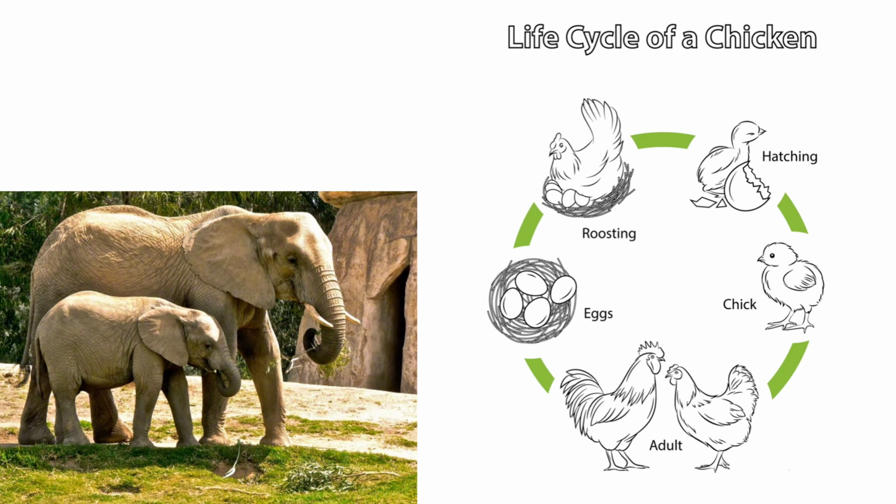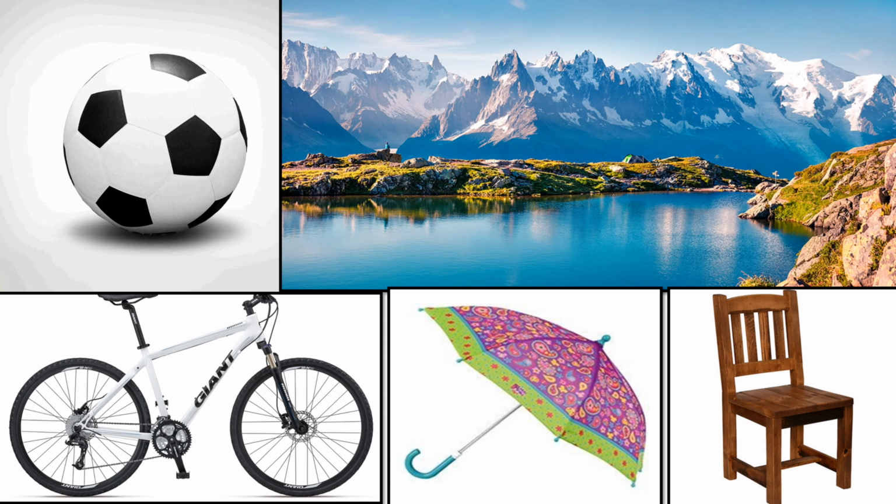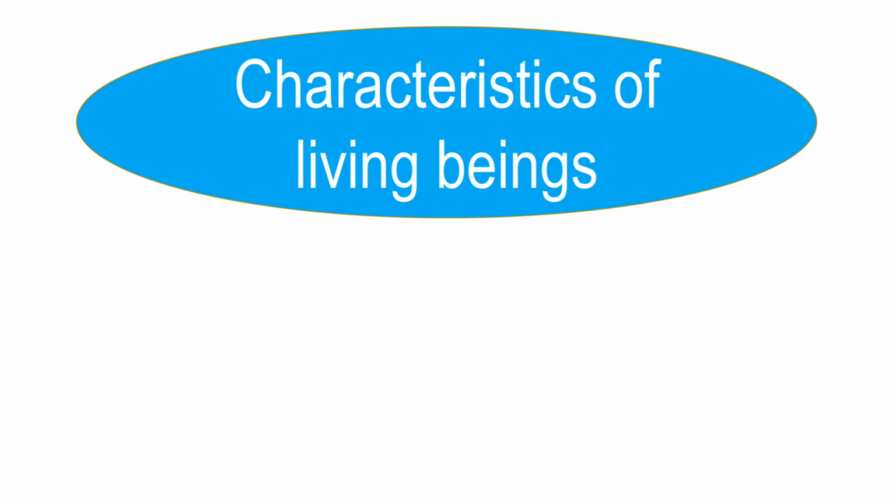Similarly, baby animals grow into adults. A chick comes out of an egg and then grows into a hen. All living things live for a certain time period and then die, whereas non-living things do not grow.